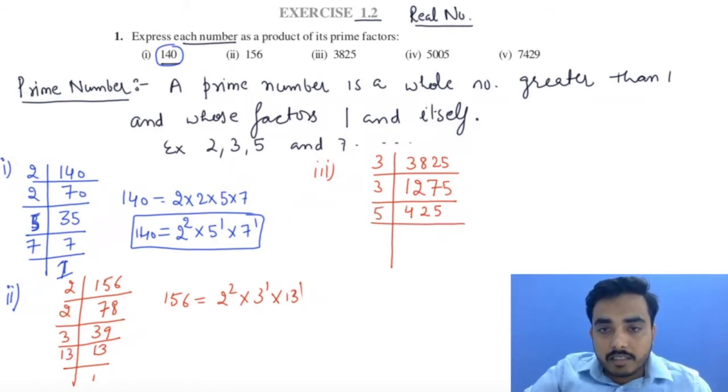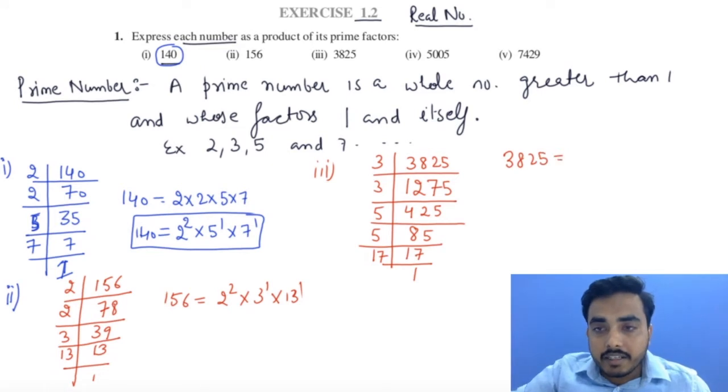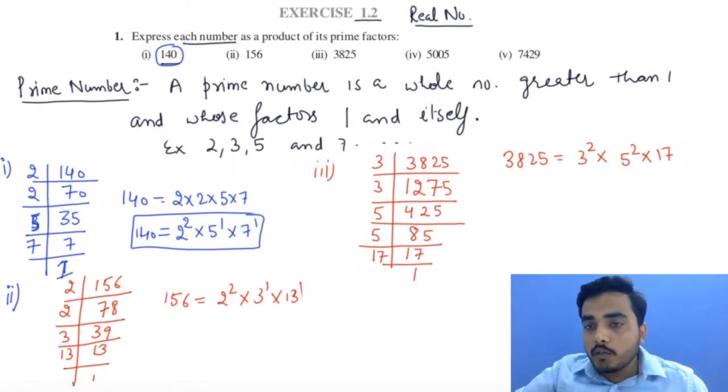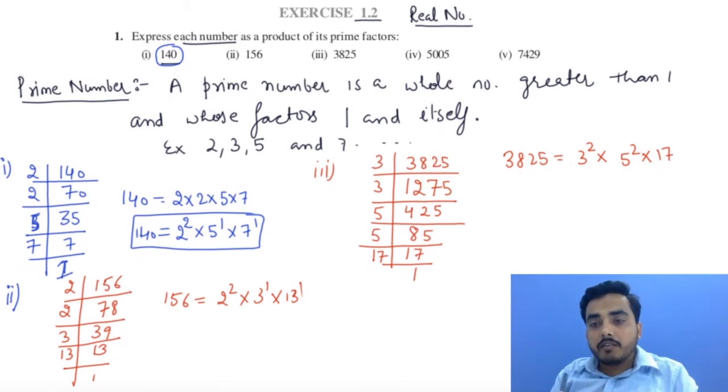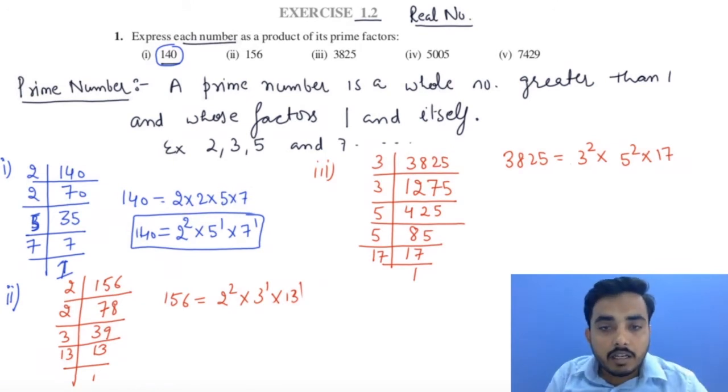So now let's divide this number by 5. So this is 85. Again by 5 we will get 17, and 17 is a prime number. So 3825 can be rewritten as 3 2 times, 5 is again 2 times, and this is 17. So these are all the prime numbers, and we have expressed 3825 as 3 2 टाइम है, 5 भी 2 टाइम है, एंड 17 हमारा 1 टाइम है.